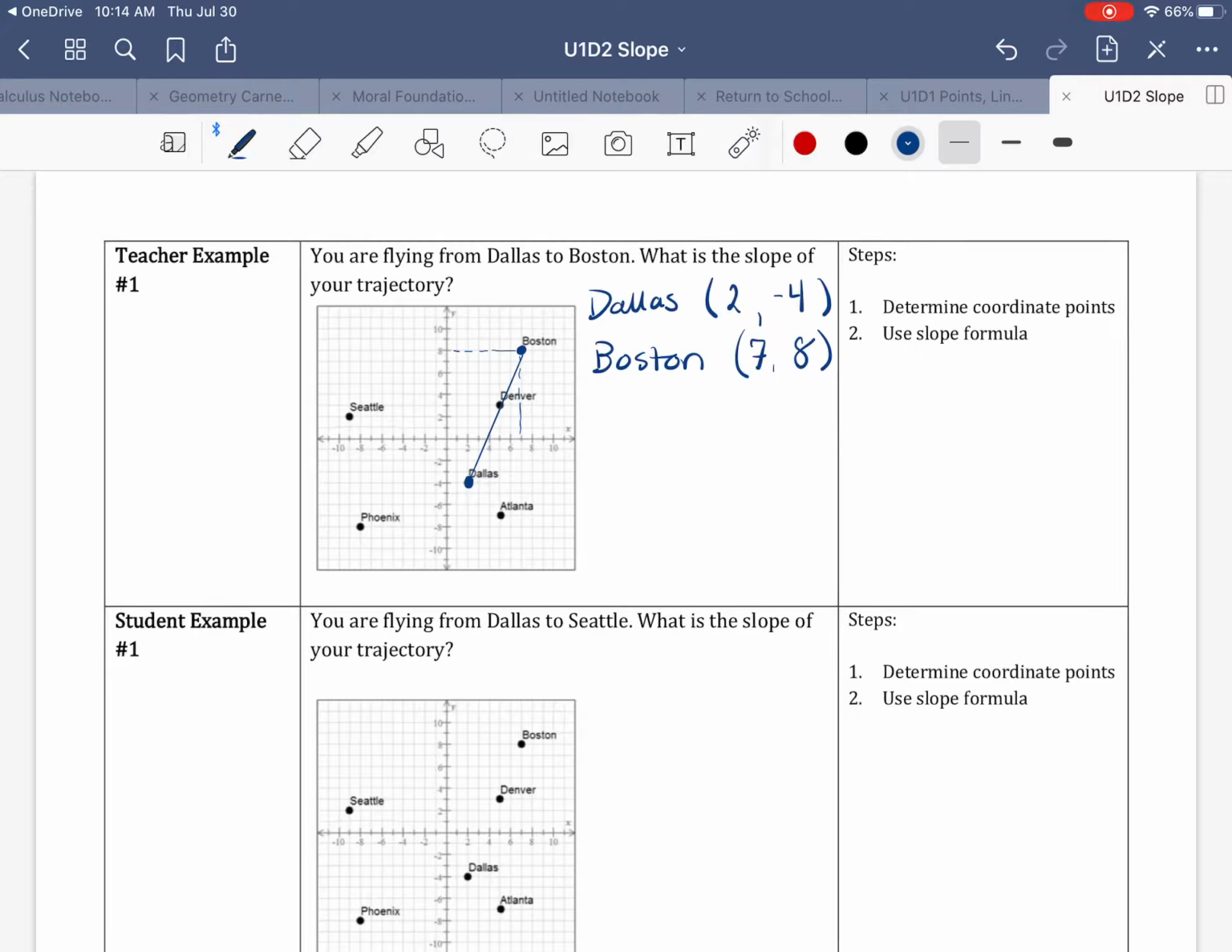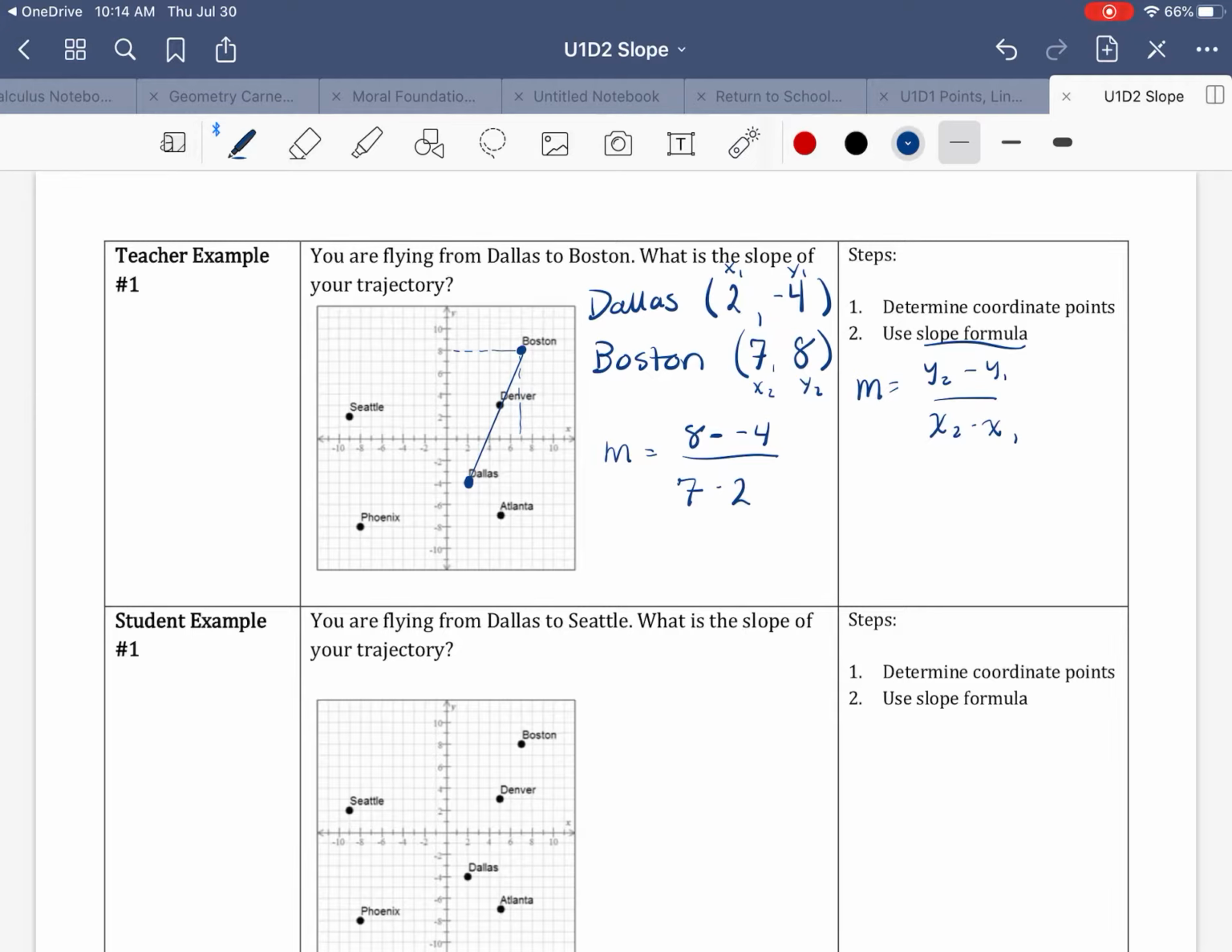Now once I have my two coordinate points, I always like to label them x1, y1, x2, y2. And that helps us when we want to use our slope formula, right? m equals y2 minus y1 over x2 minus x1. I'm just going to plug in those numbers. Our slope equals 8 minus -4 over 7 minus 2. Remember, this minus is a part of your equation, so we have to include it when we fill in our x's and our y's.